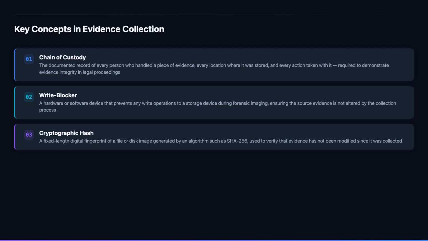SHA-256 is the current recommended algorithm. MD5 and SHA-1 are considered cryptographically weak and should be avoided.